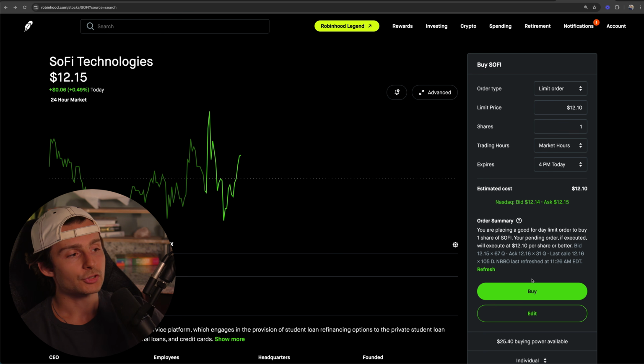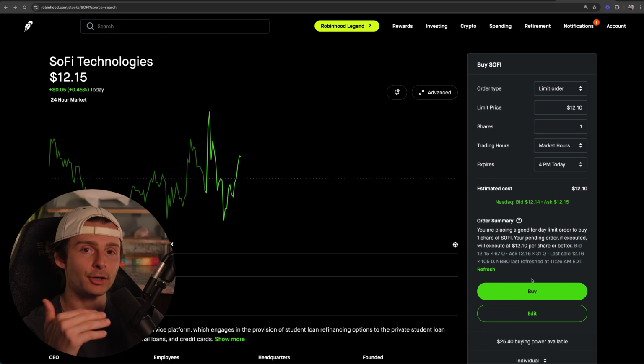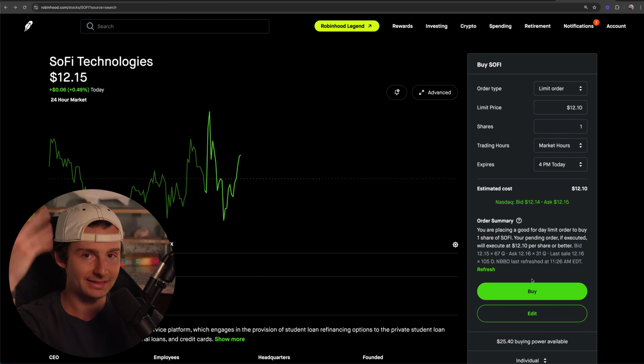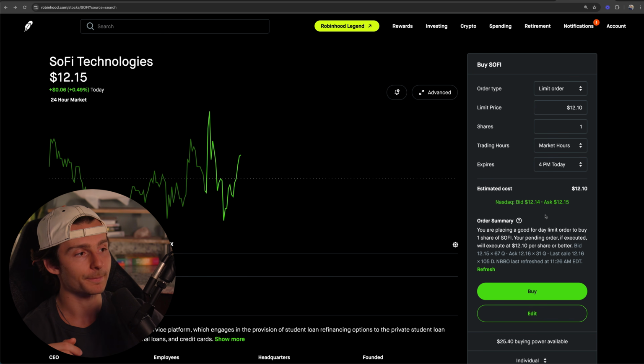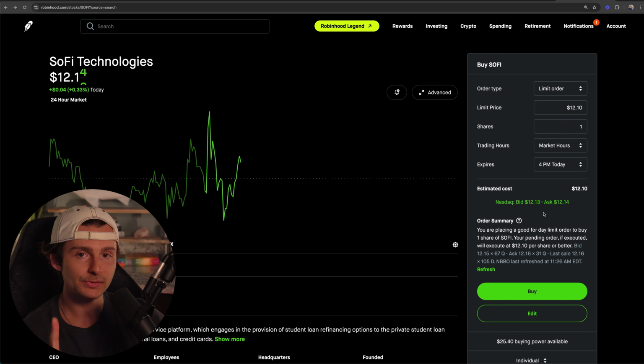Pretty cool. So you're guaranteeing that price or better. When you're buying, better means lower. When you're selling, better means higher on a limit order. Okay. So they're going to give you the estimated cost. You're good to go. Now, I should also mention, while we're here, trading hours.